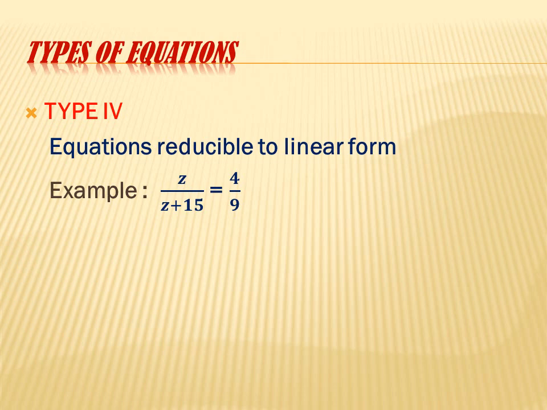So we have to first reduce these equations to the linear form. In the next part, we will learn how to solve this fourth type. In this fourth type, we have, for example, 7y plus 4 upon y plus 2 is equal to minus 4 by 3.